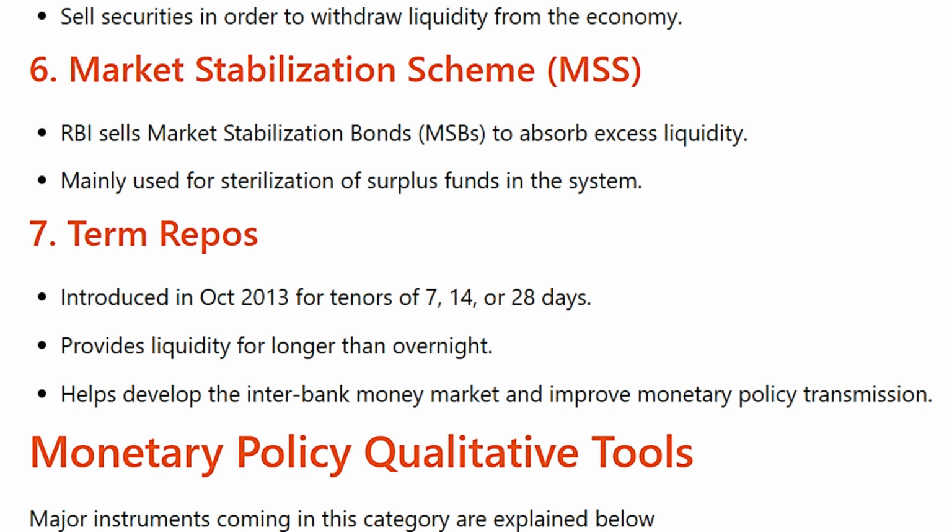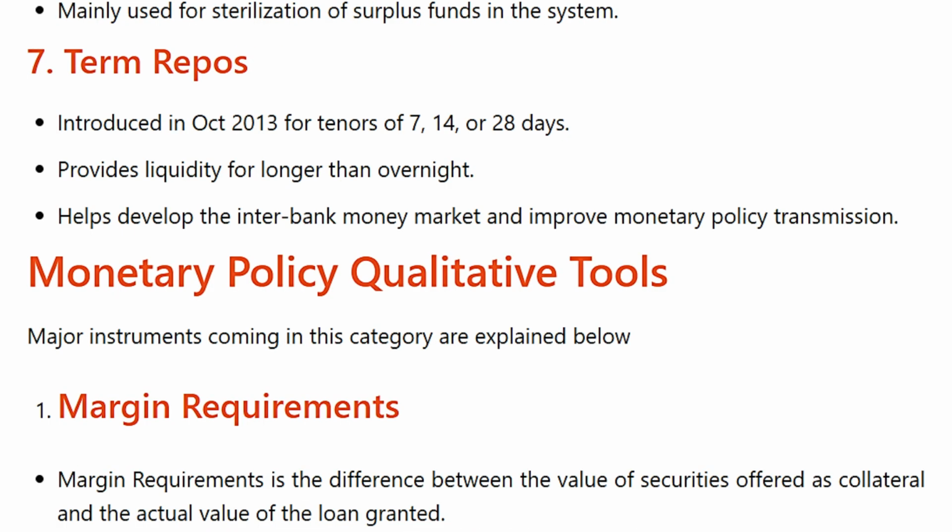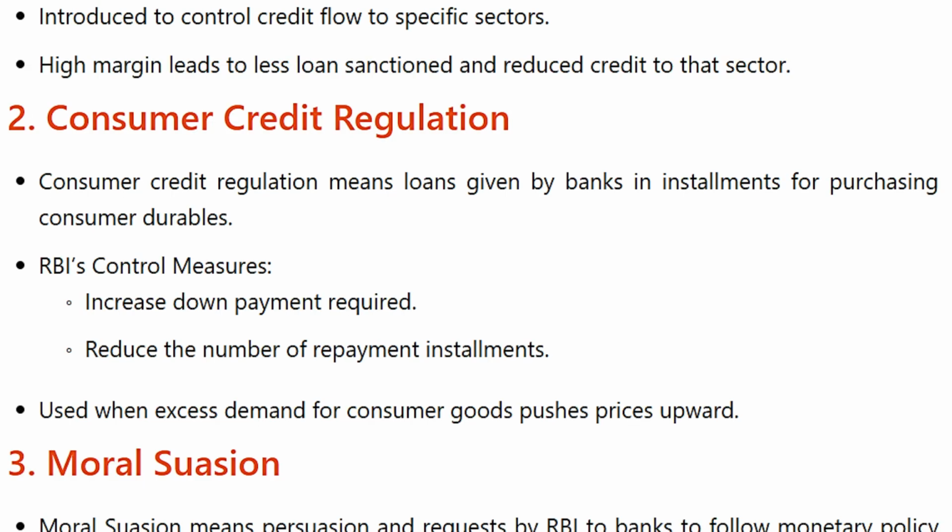Monetary policy qualitative tools. Major instruments coming in this category are explained below. Margin requirement is the difference between the value of securities offered as collateral and the actual value of the loan granted. Introduced to control credit flow to specific sectors. High margin leads to less loan sanction and reduced credit to that sector.